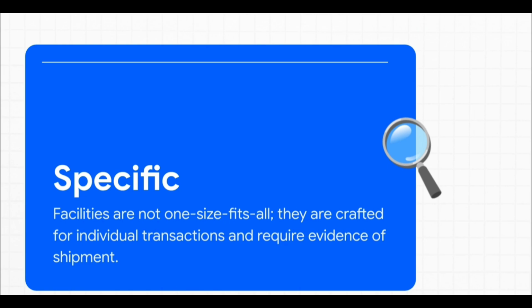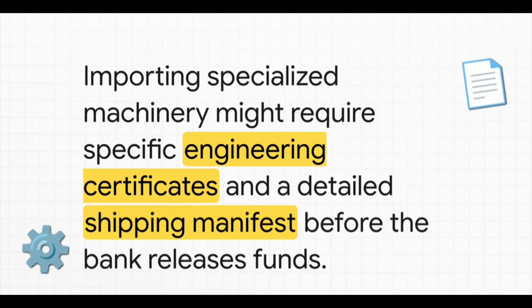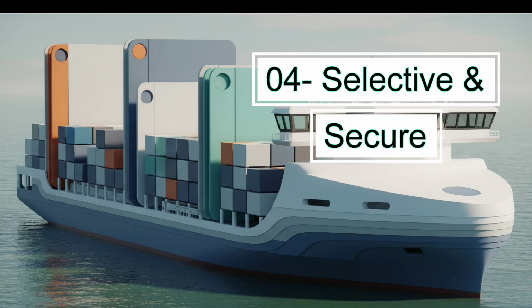The bank needs proof, like actual shipping documents, before they'll release a single dollar. Just imagine you're importing some highly specialized machinery. The bank isn't just going to take your word for it. They're going to demand very specific documents, maybe even engineering certificates or a super detailed shipping manifest to prove that the exact right machine is on its way. This isn't just bureaucracy. It's a critical way the bank manages its risk.